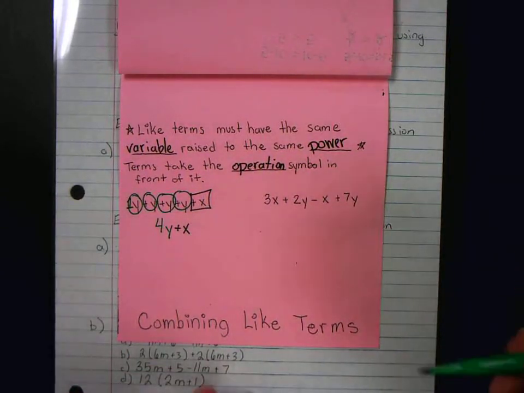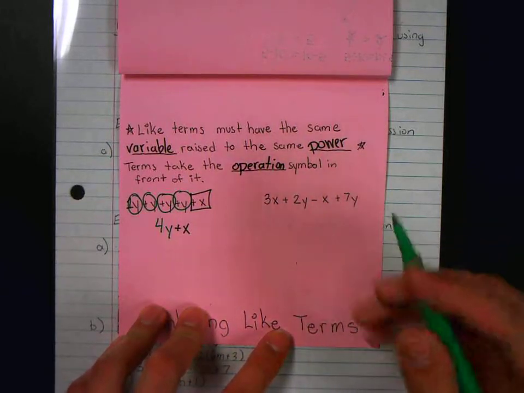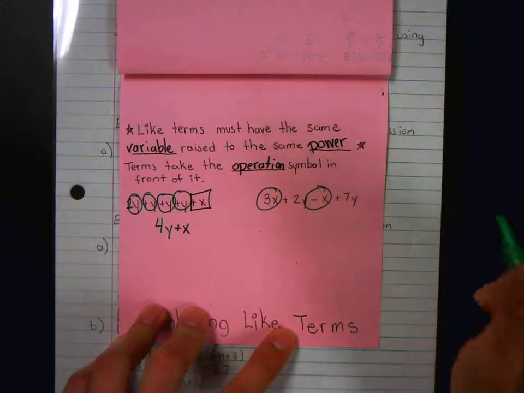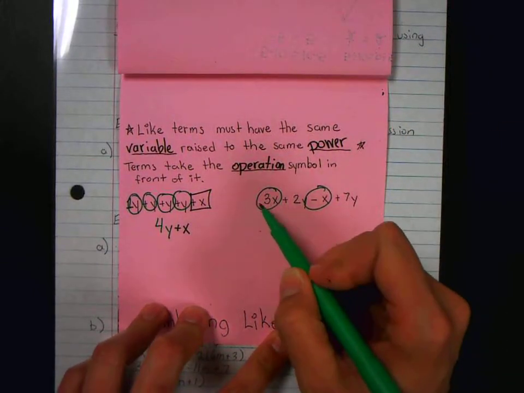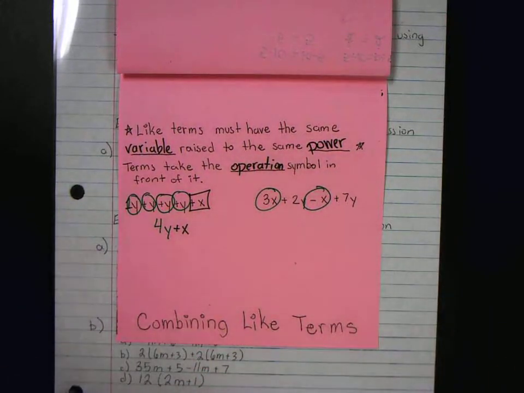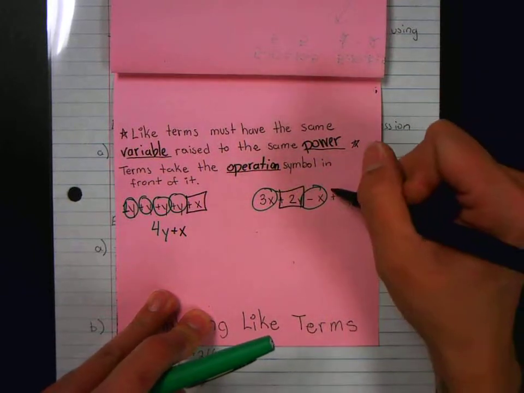My next one, I have 3x plus 2y minus x plus 7y. I'm going to circle all my x's, because that's the first one I see, and the sign in front of it. With the first term, you can assume that it's positive, even though there's no sign in front of it, we assume it's positive. I'm going to box in all my y's and the operation sign in front of it.